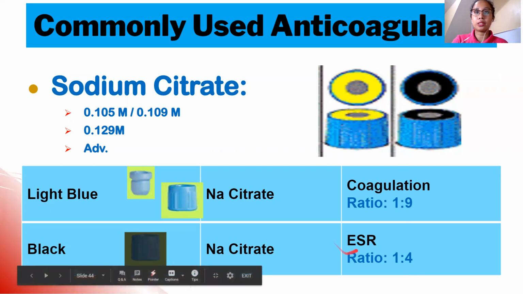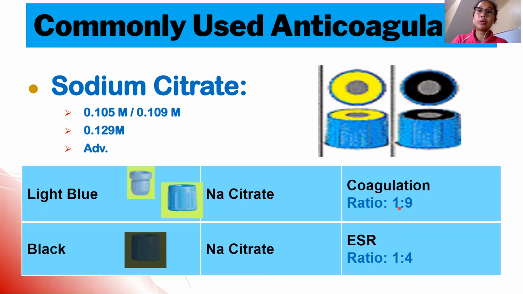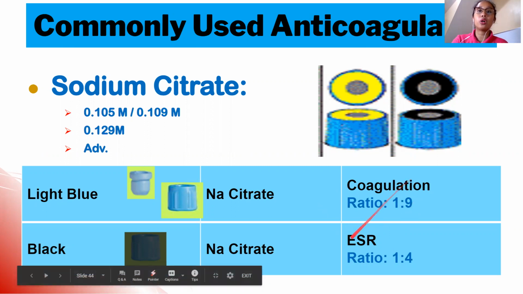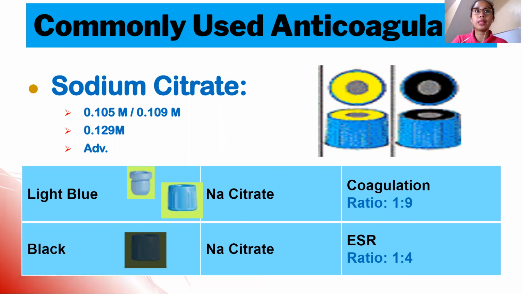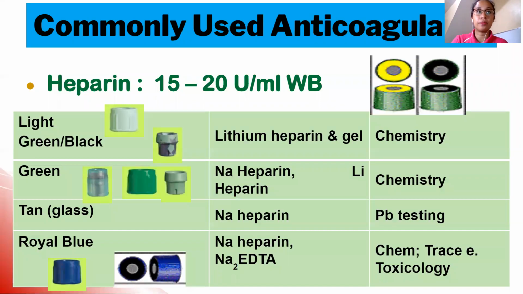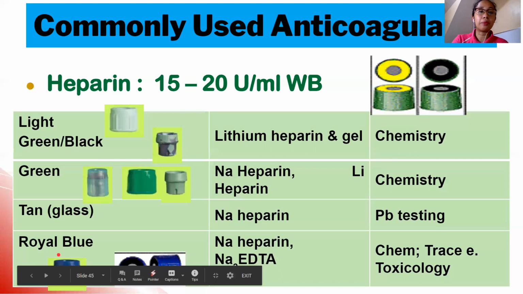Pag 4 parts siya, pang ESR siya. But if its ratio is 1:9, so 1 part blood and 9 parts anticoagulant. So it's for coagulation tests. Yan. Yung PT, APTT, yan. Prothrombin time, activated partial prothrombin time. So, bang light blue yun, okay? Sodium citrate ang laman nun. So, we have also heparin. Yan. So, heparin, pag nasa royal blue, heparin yon.